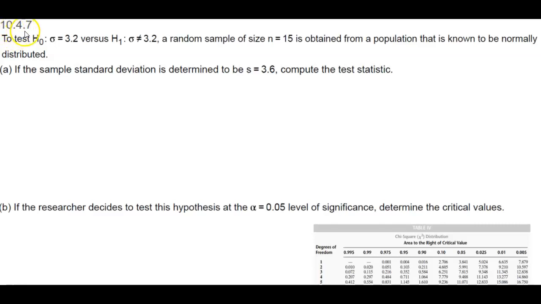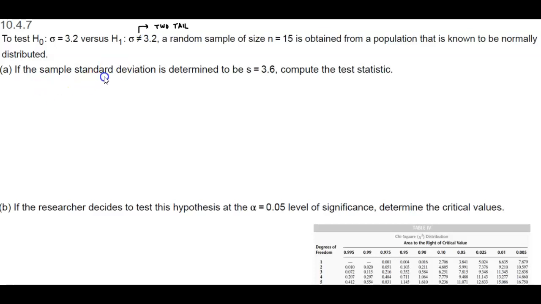Section 10.4.7. To test the null hypothesis where the population standard deviation is equal to 3.2 versus the alternative where the population standard deviation is not equal to 3.2, a random sample size of n is equal to 15 is obtained from a population that is known to be normally distributed. Well, the first thing we need to look at is when we look at the alternative, we see not equals. Well, that should automatically tell us that this is going to be a two-tailed test.